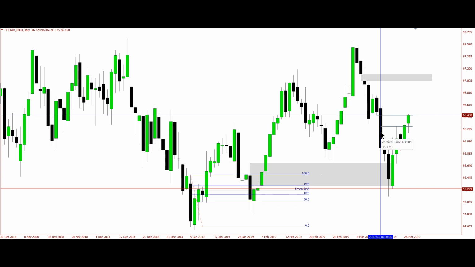Where does that inefficiency begin? And where will the buy side imbalance be balanced? Okay, well, we're going to look at that now.